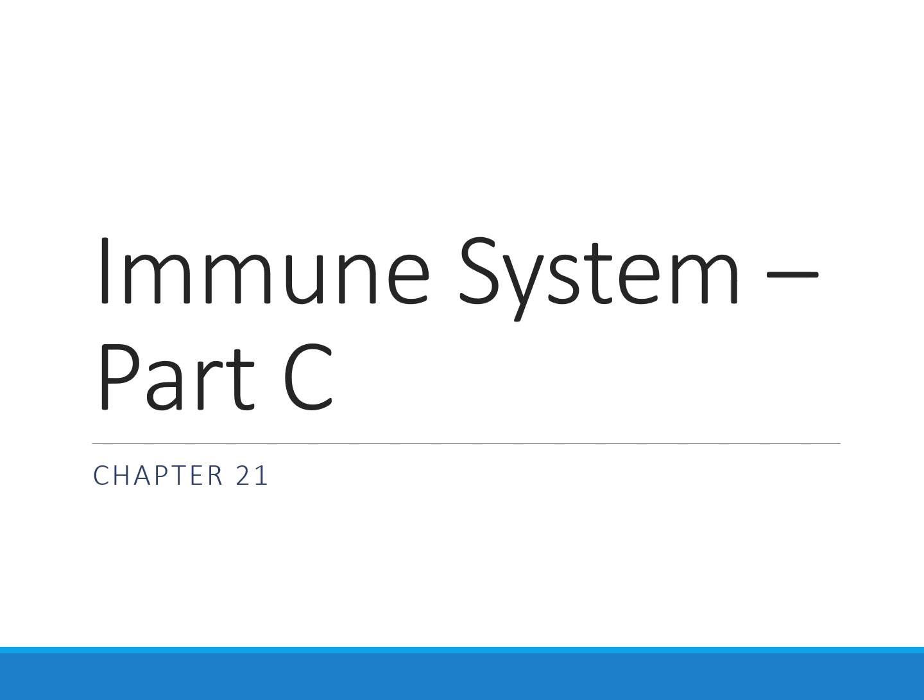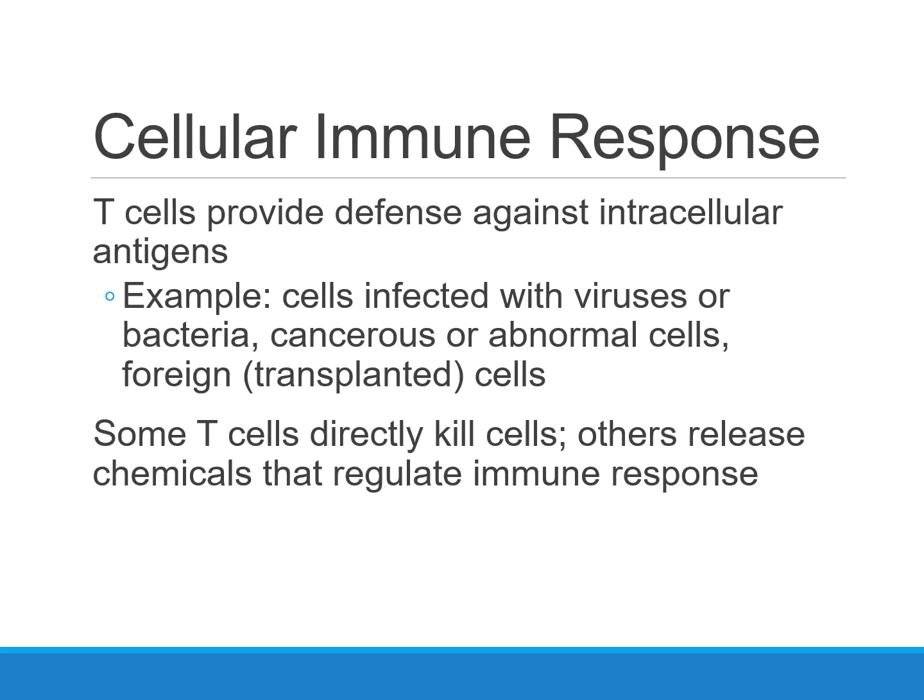Hi everyone, this is part C on the immune system for chapter 21. So let's talk about the cellular immune response, or what goes on with the T cells. The first part of this was all about the innate, and the second part was about how B cells work. Now we're going to talk about how T cells work.